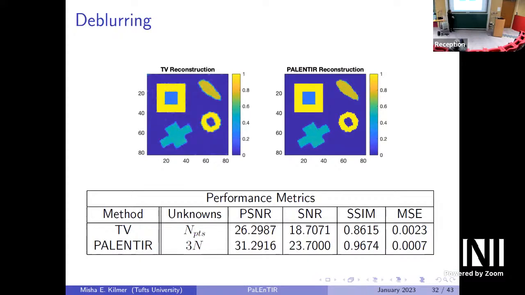And you can see that in terms of PSNR, SNR, we're winning. Structured similarity measure, we're winning. Mean square error, we're winning. This, again, is the best reconstruction over all these different choices of lambda. So it took a long time to really compute this. And this was sort of, we just set it and forget it, ran our algorithm.